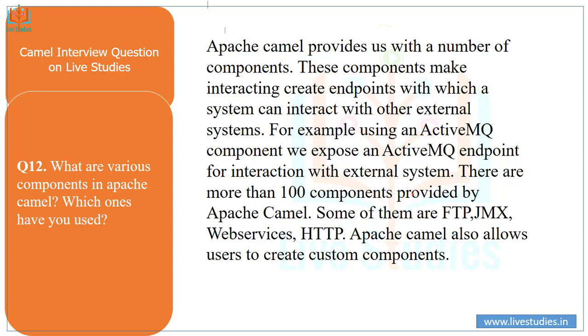Another question is what are the various components in Apache Camel, and which ones have you used? Apache Camel provides us with a number of components. These components create endpoints with which a system can interact with another external system. For example, using the ActiveMQ component, we expose an ActiveMQ endpoint for interacting with an external system. There are more than 100 components provided by Apache Camel.